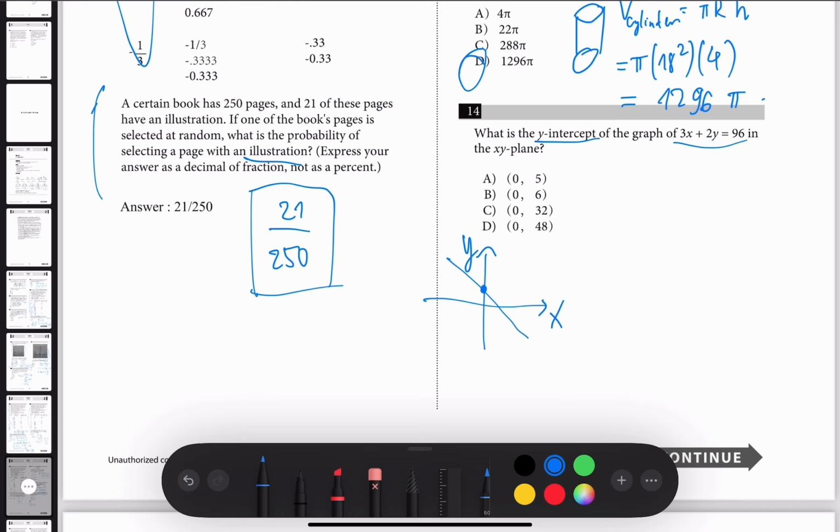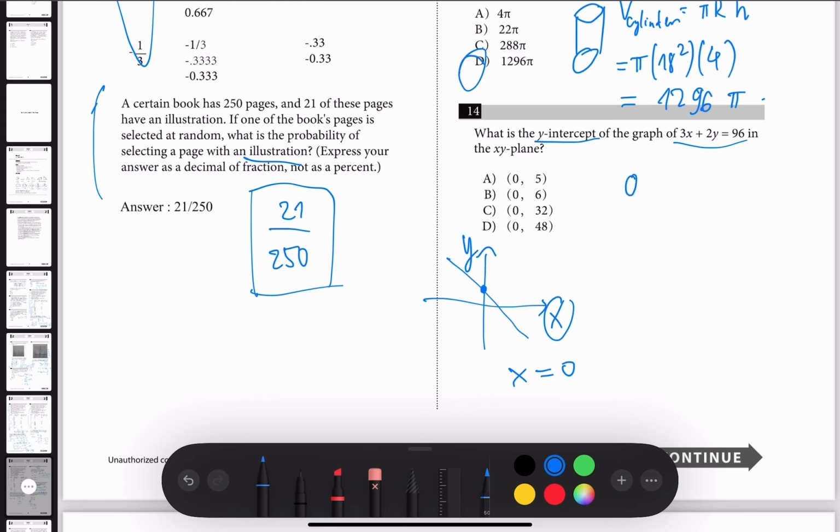On the y-axis, the x value will be equal to 0. You can see over here, the answer choices also provide you this information. So x equal to 0 is equivalent to the y-intercept. You go ahead and substitute x equal to 0 into this equation.